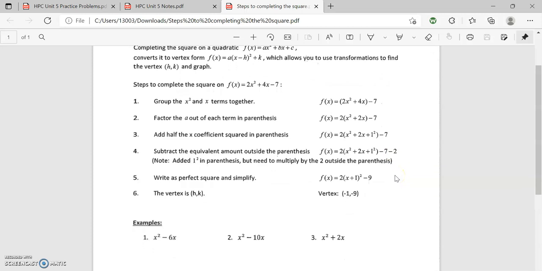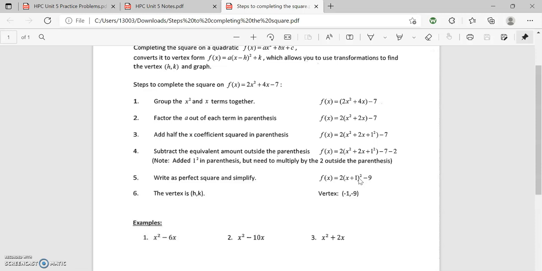The last step, I would consider the last step in terms of completing the square at least, is simply writing it as the perfect square. Everything in the parentheses, x squared plus 2x plus 1, is in fact a perfect square, so we rewrite all of that. We say 2 times the quantity x plus this number, which is half of the x term, squared. So 2 times x plus 1 squared, and then minus the stuff simplified, minus 9. So that is completing the square. That is the steps one at a time.